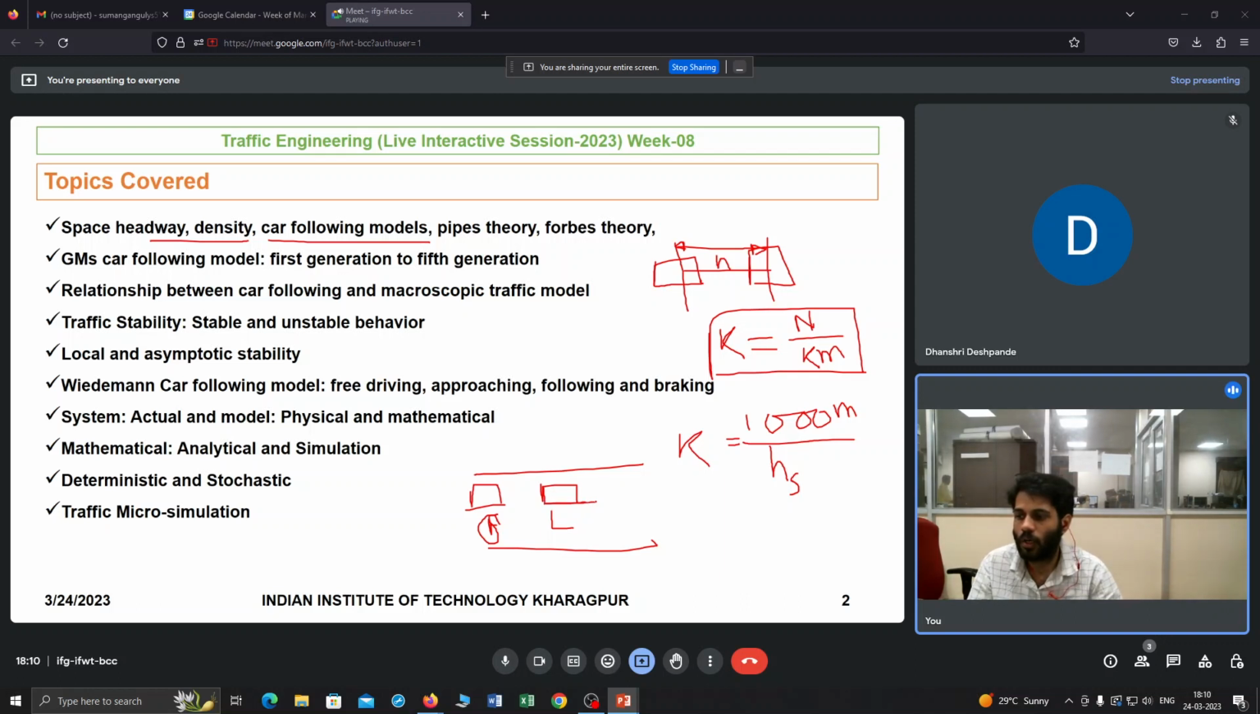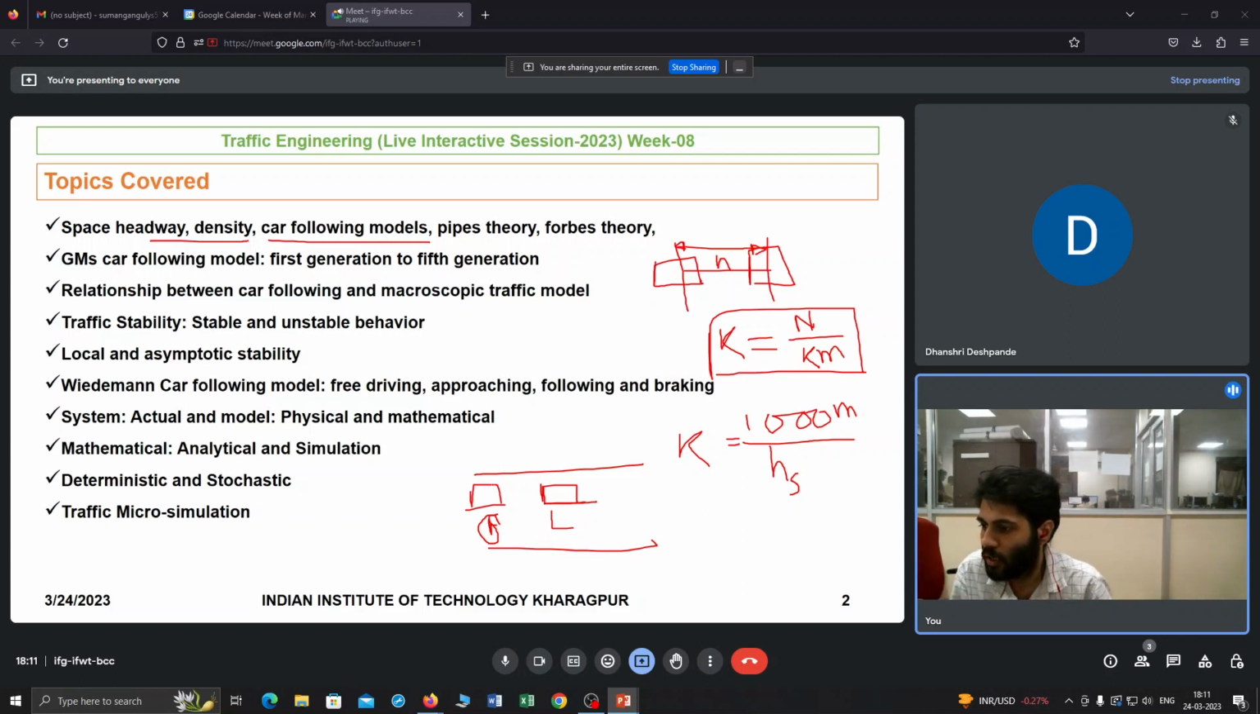If your space headways are large, there is no interaction and vehicles can move in a desired manner, with the desired speed, meaning the free flow speed or posted speed limit on that stretch. Because there is a long space headway, say 500 meters, they are not directly interacting.